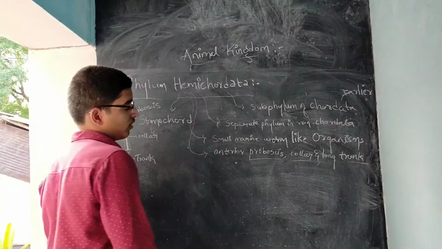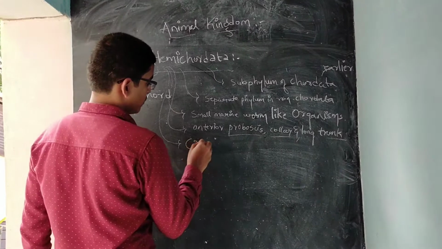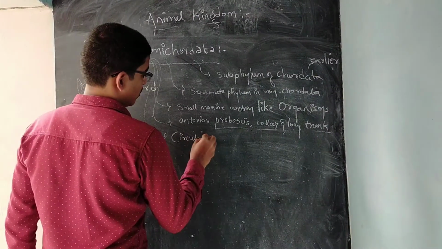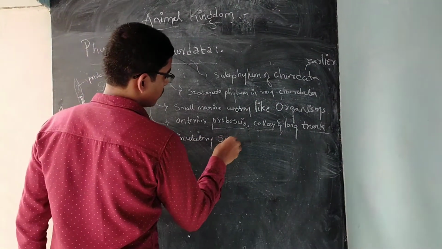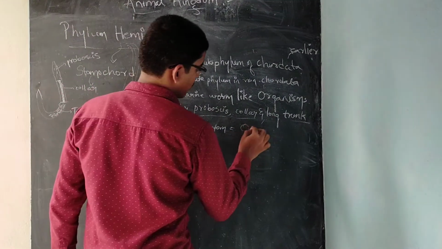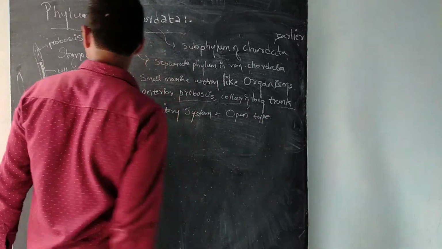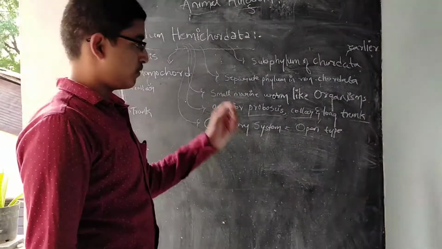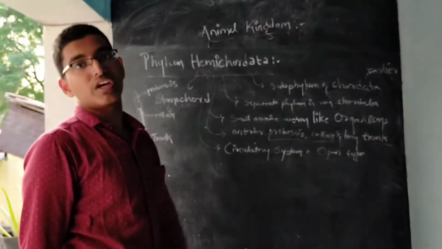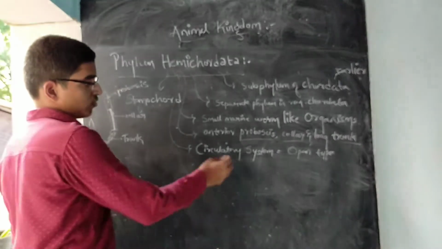Here there is a circulatory system also. A circulatory system is found in hemichordates, which is an open circulatory system. What is meant by open circulatory system? It means the blood is pumped by the heart into the body cavities directly, in sinuses. So it is called an open circulatory system.